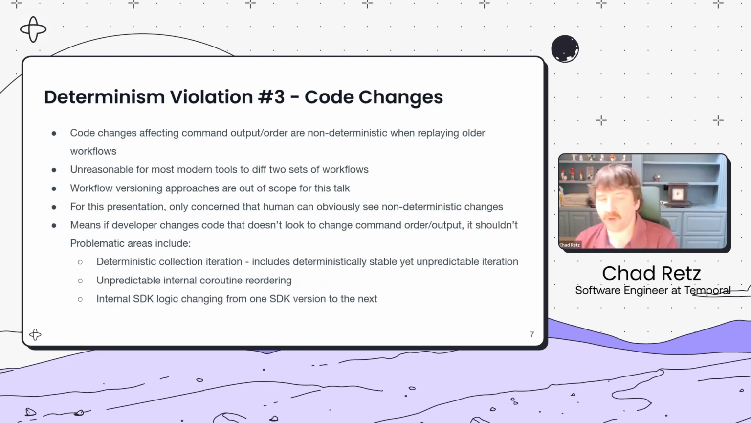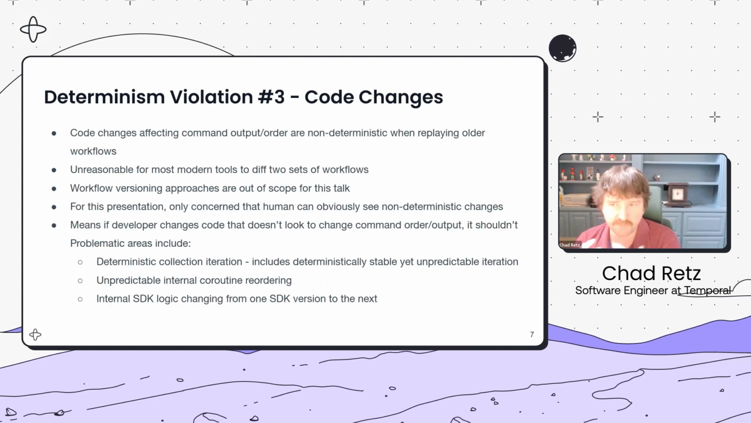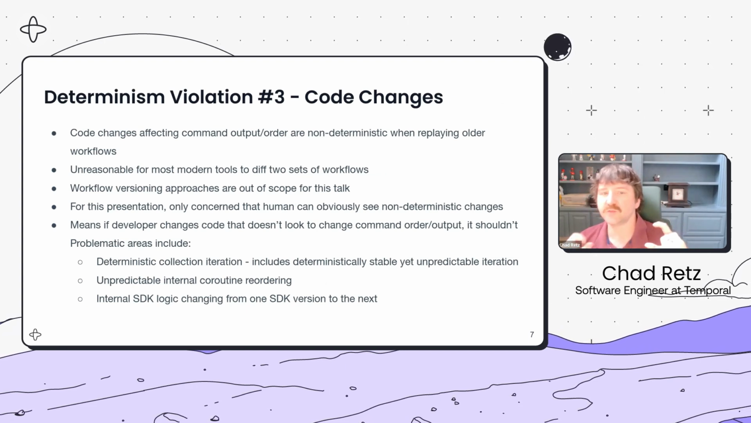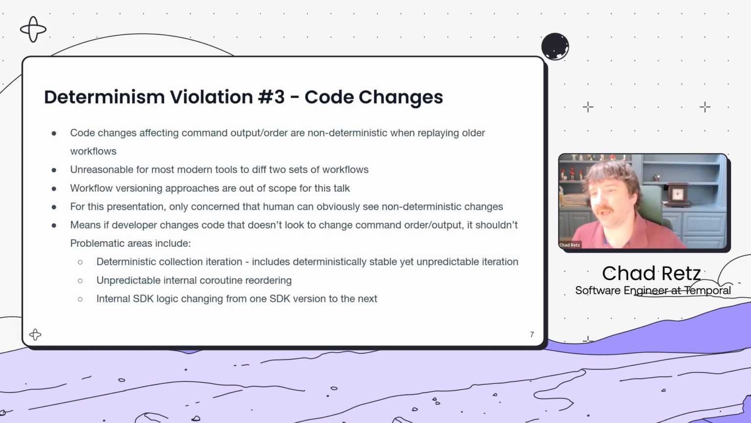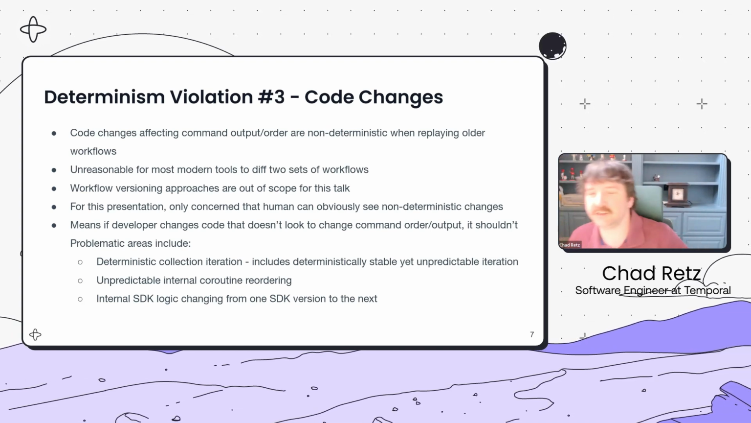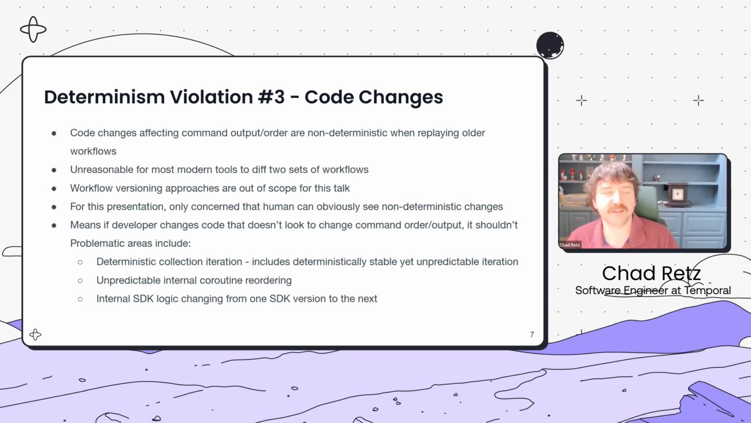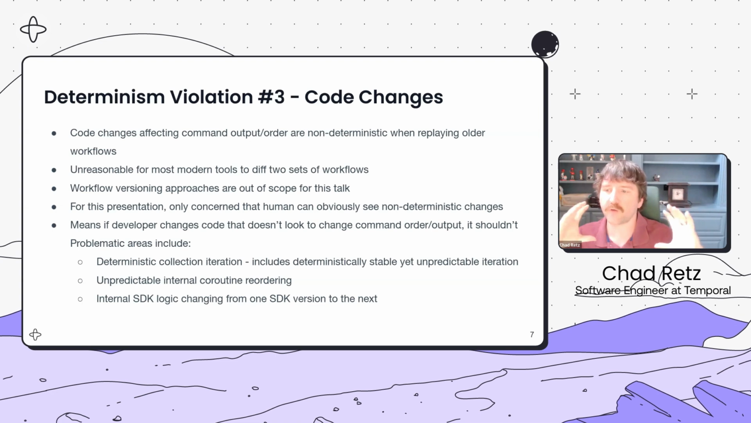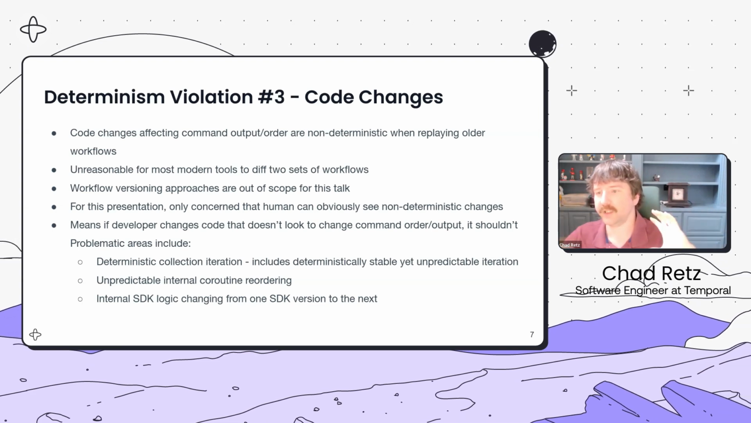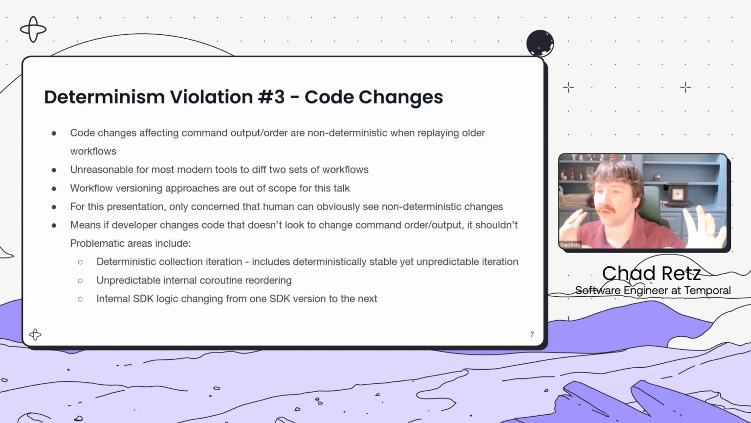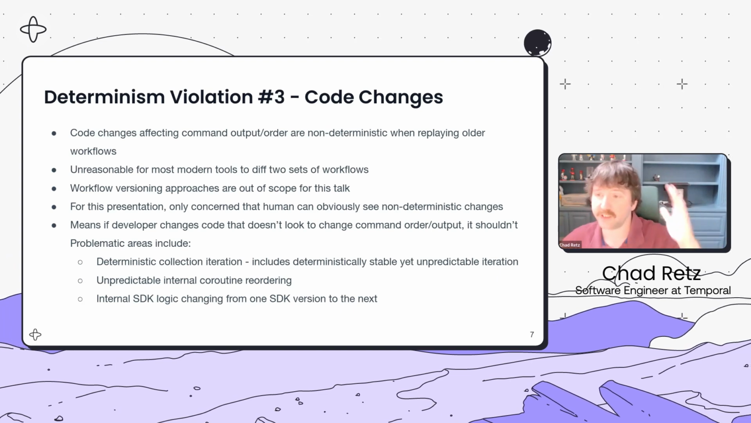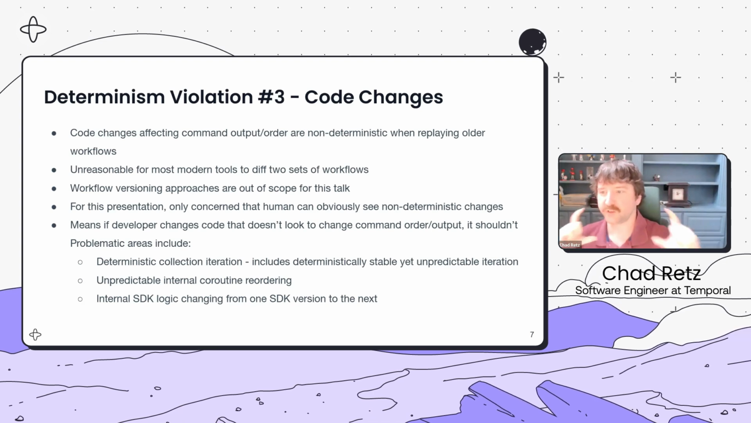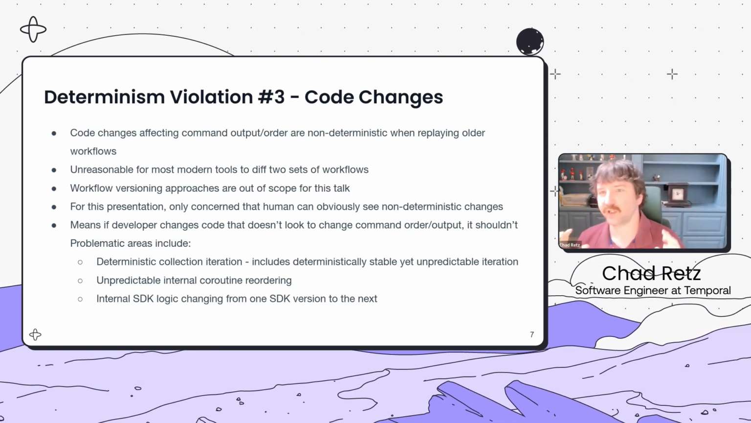And then there's the third violation of determinism, and that's code changes. This one is the hardest. And you can't really build that many automated tools for it today without using AI assistance or something. If a workflow replays on a newer piece of code that takes a different path than an older piece of code, then it can look non-deterministic. We're not going to really concern ourselves with solving that because that is a very hard problem to solve and there's no real good solutions.